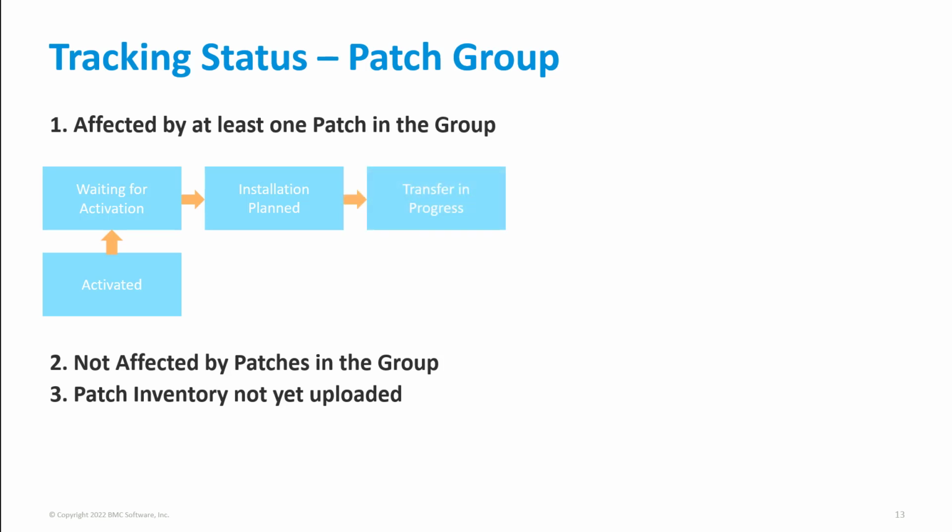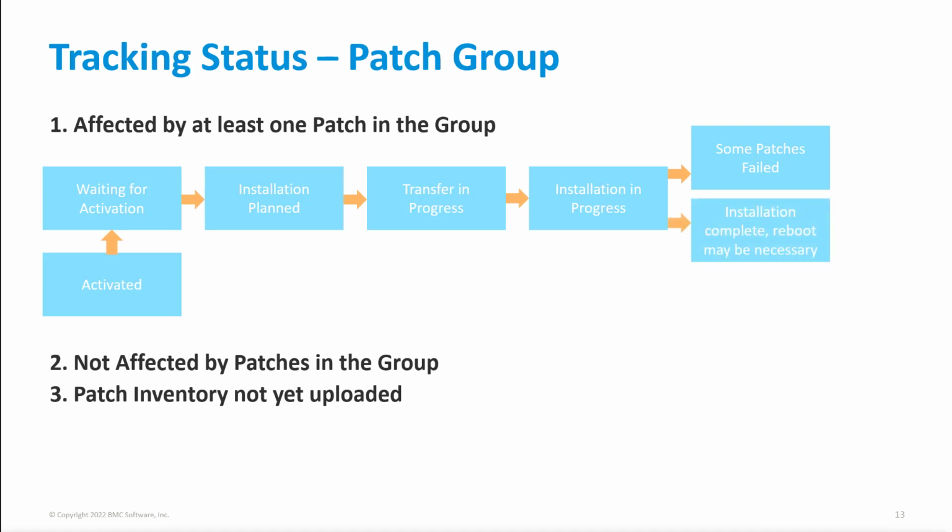Only after the patch transfer is complete does the installation begin. In that case, the details section displays installation in progress. The details section will state some patches failed in instances when updates were not installed due to a failure, and you can inspect the log file to understand what went wrong. On the other hand, when the installation is complete and the patch requests a reboot, it will display installation is complete and a reboot may be necessary. In this case, the module will be suspended until the reboot is performed.